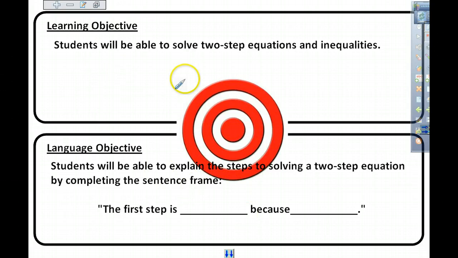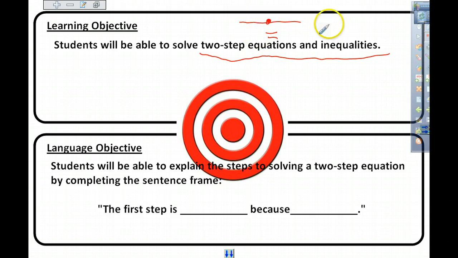Okay. So we're going to be looking at two-step equations and inequalities, so we're doing both. The problems with equations, when you graph them, it's just a dot. And the inequality, that's less than, greater than, less than or equal to. So we have all these different graphs. We have less than, that looks like this. We have greater than, that looks like this. We have less than or equal to, that looks like this.